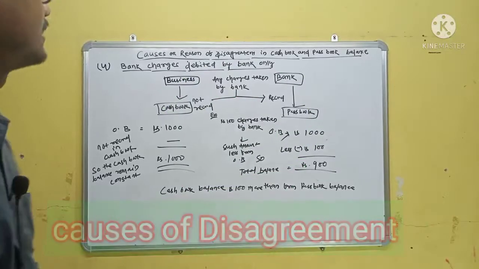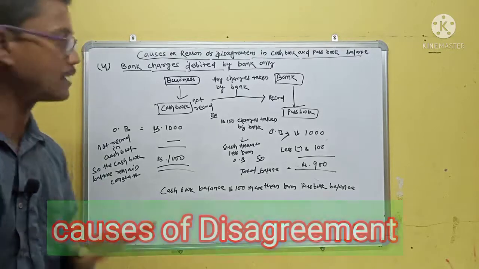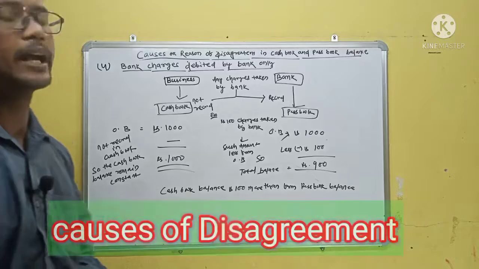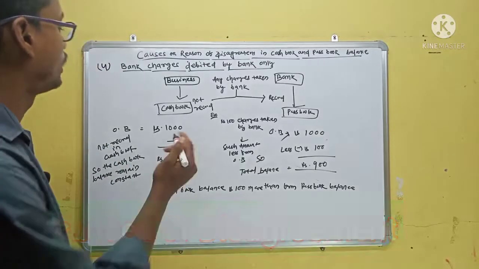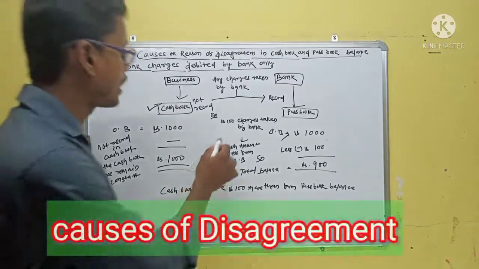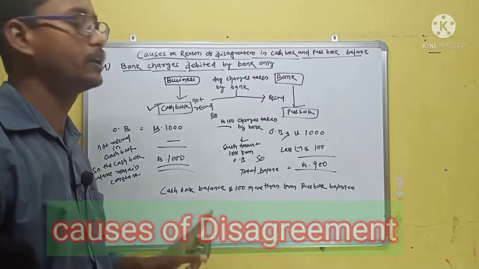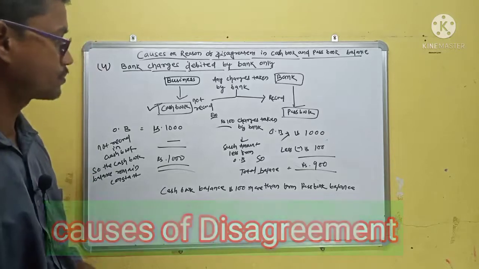Next is bank charges debited by the bank only. Any charges taken by the bank will be recorded in the passbook, but not in the cash book. Suppose rupees 100 charges are taken by the bank, then such an amount is recorded in the passbook but not recorded in the cash book.